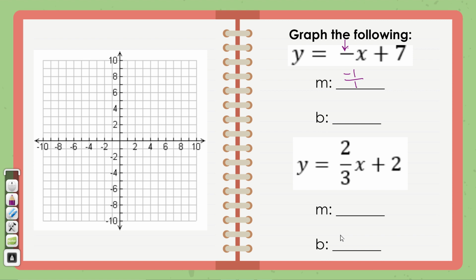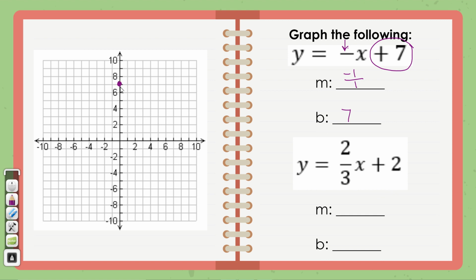I write, you write. We're going to find our y-intercept. That is always after the variable x. In this case, we have a positive 7, and that tells us where we're going to start our graph. So I'm going to start at positive 7. Follow your y-axis up to positive 7 and draw your first point.